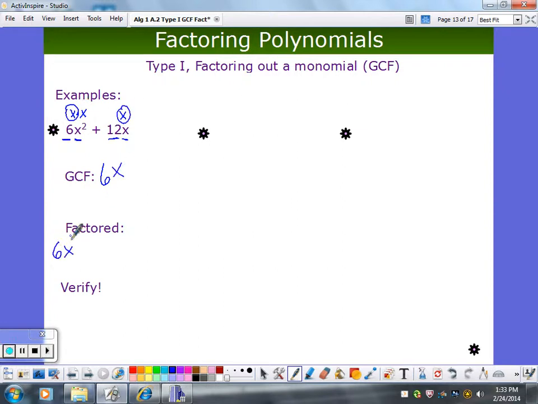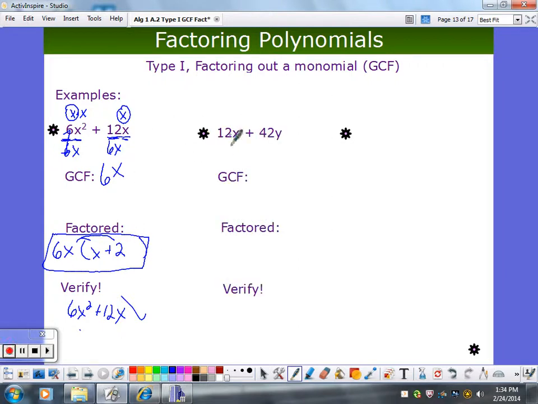So we're going to reverse distribute. The thing that we're actually multiplying by is this greatest common factor. Now I've got to find the stuff inside. You multiply to distribute, so you divide to do it backwards. What's 6x squared divided by 6x? X squared over x, so x. 12x divided by 6x? 2. How do I verify? Let's distribute back. Do I get what I start with? Yep. Then I factored correctly. You just factored the very first polynomial.